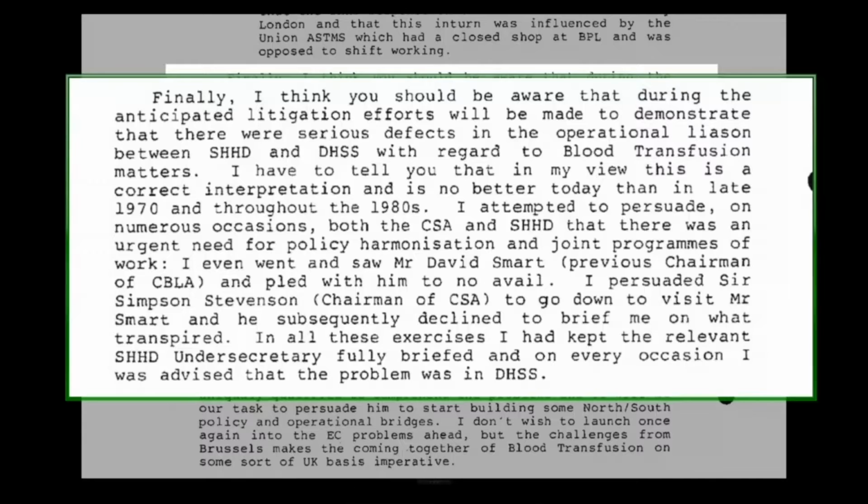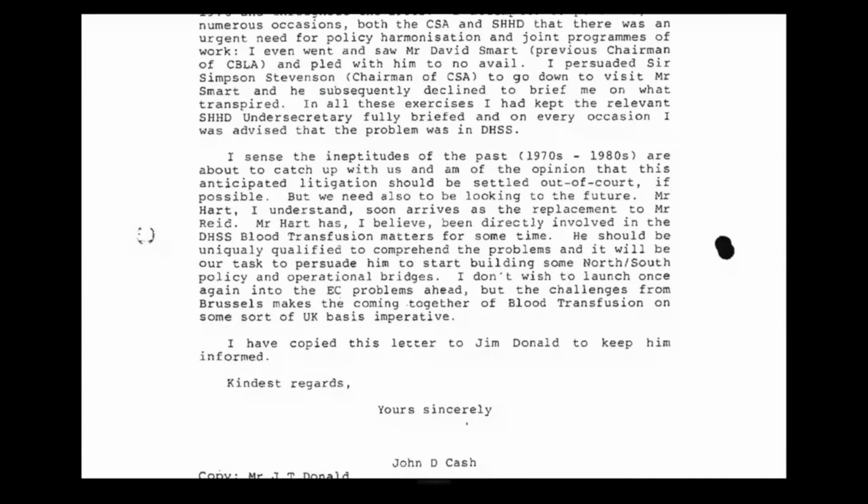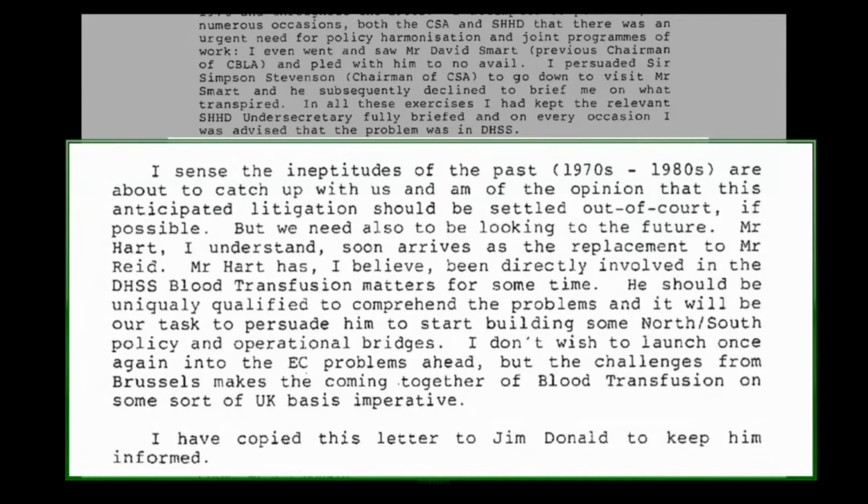I even went and saw Mr. David Smart, previous chairman of CBLA, and pled with him to no avail. I persuaded Sir Simon Stevenson, chairman of CSA, to go down to visit Mr. Smart, and he subsequently declined to brief me on what transpired. In all these exercises, I had kept the relevant SHHD Undersecretary fully briefed, and on every occasion I was advised that the problem was in DHSS. And then he concludes as follows: I sense the ineptitudes of the past, the 1970s to 1980s, are about to catch up with us, and am of the opinion that this anticipated litigation should be settled out of court if possible. And then he goes on to say we should be looking to the future.